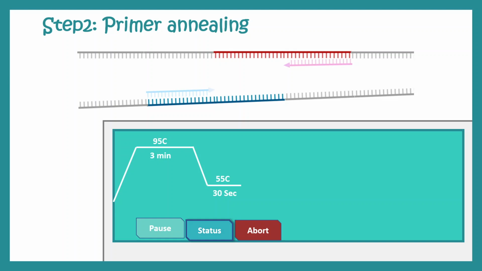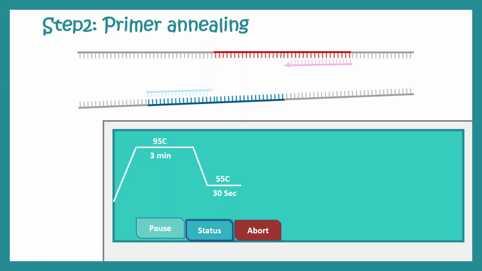If there is a difference in GC content in the primer, there could be a difference in the temperature. But anyway, this temperature is lower than 95 degrees centigrade. So when the temperature drops down, primers can anneal to specific regions of the DNA based on base pairing. The particular region where the primer is complementary to, it would bind to that particular region.